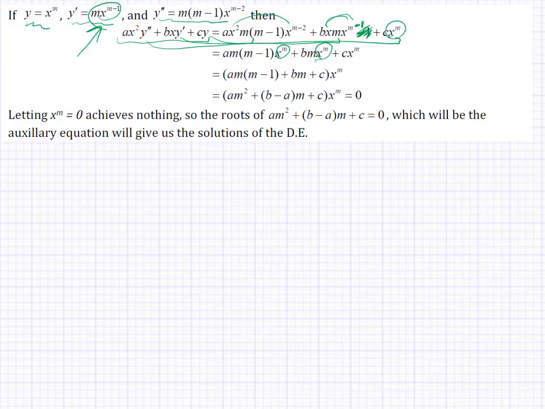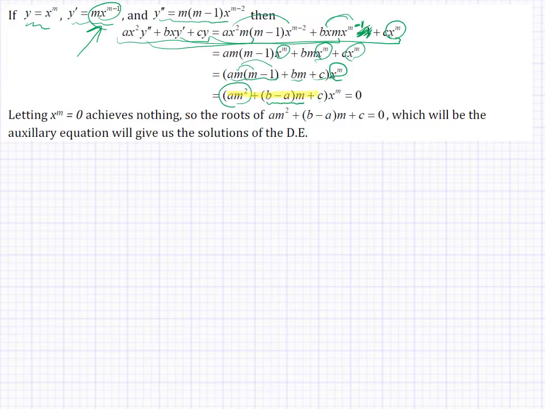And then finally, this one would just stay x to the m. Notice they all have an x to the m in them, so we'll factor an x to the m out. And then we'll have a times m minus 1 plus bm plus c. So then we'll distribute this out, and what we're going to get is am squared. We're going to get a minus am and a plus bm, so that gives me am squared plus b minus a m plus c, times x to the m. Now what we have here is the zero product property again.